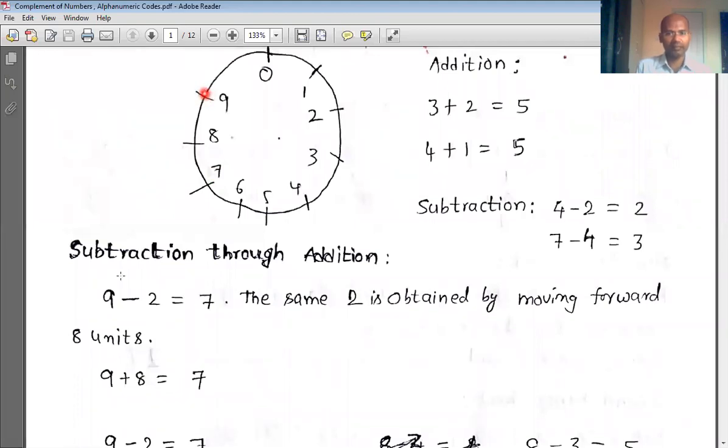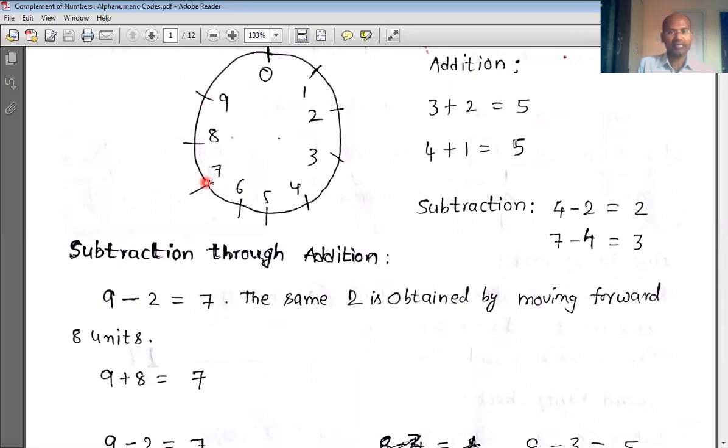After reaching 9, don't move backward. Moving backwards is subtraction. Continue to move forward. After taking from the 9th step, if you move 1 step, then you are at 0. For the second step, you are at 1. For the next step, you are at 2. For the fourth step, you are at 3. For the fifth step, you are at 4. For the sixth step, you are at 5. For the seventh step, you are at 6. For the eighth step, you are at 7. This is the answer.